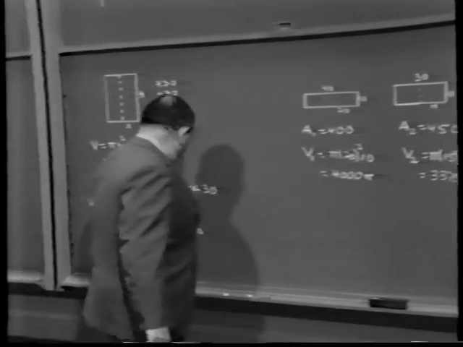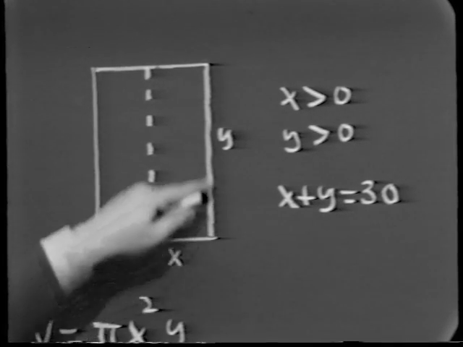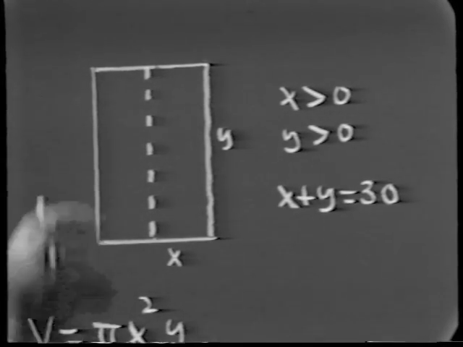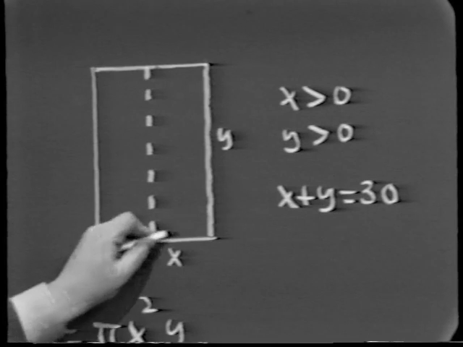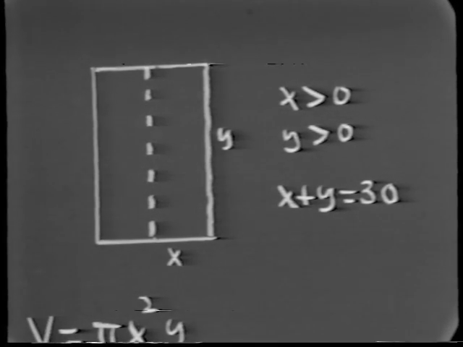Let's suppose that what I want to do is construct a cylinder. This is a cross-sectional view of a cylinder. X represents the radius of the base, and Y represents the height. This is a right circular cylinder.